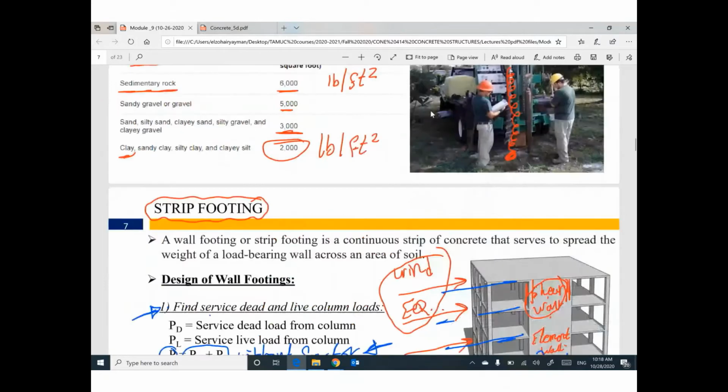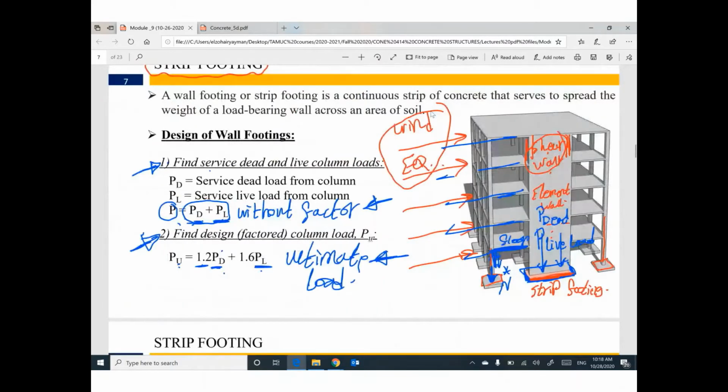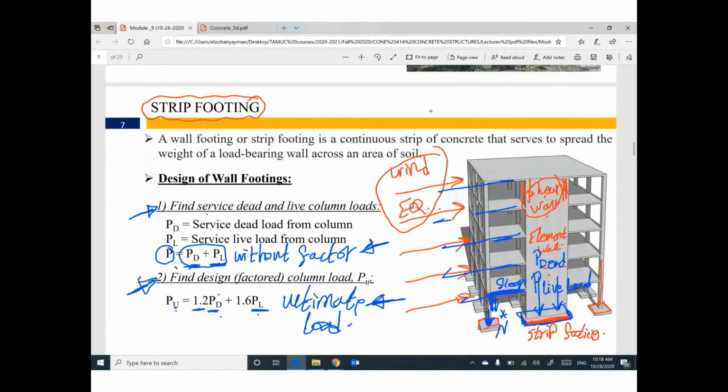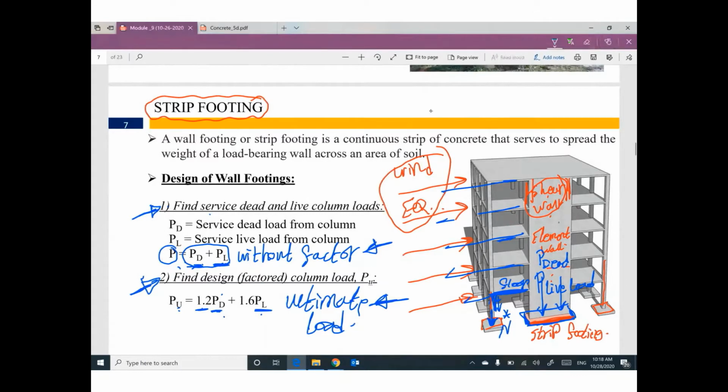Last time I started with strip footing. Strip means we have something very long, like this shear wall. It's very long, so the foundation for this wall will be strip footing. But for the common column, it will be isolated footing. We have a few steps. You need only to follow these steps.